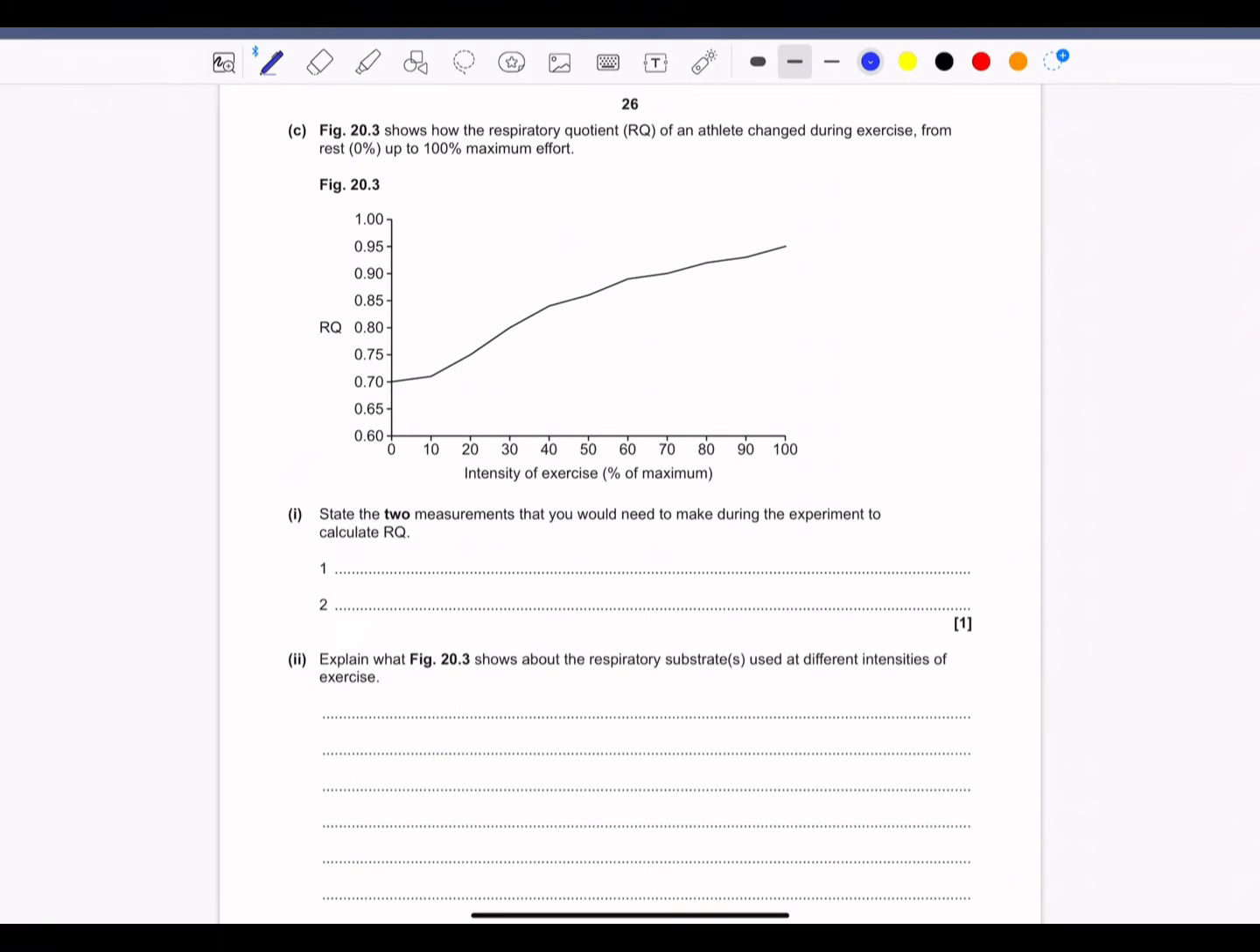Question C is: figure 20.3 shows how the respiratory quotient of an athlete changed during exercise from rest up to 100% maximum effort. State 2 measurements that you would need to make during the experiment to calculate RQ. Now RQ, the respiratory quotient, is the ratio of oxygen used and the amount of carbon dioxide produced. Therefore, to calculate it, you need both of those. So that's volume of oxygen used, or you could have said inhaled. And the second thing is the volume of carbon dioxide exhaled or produced.